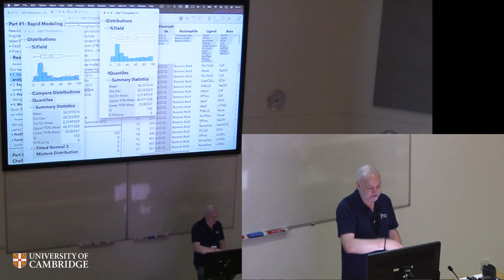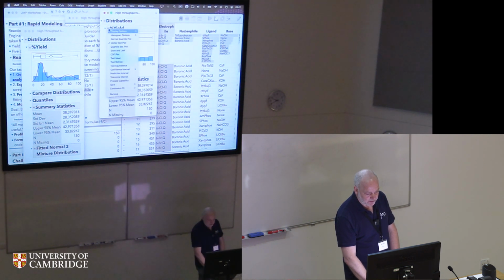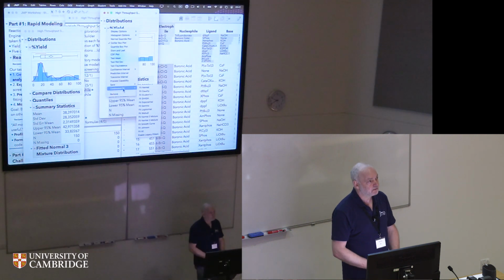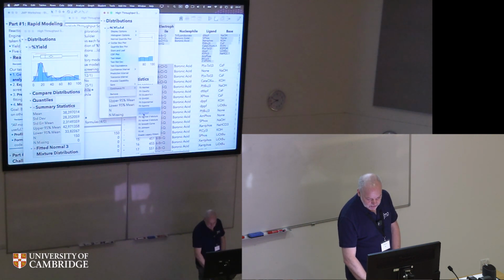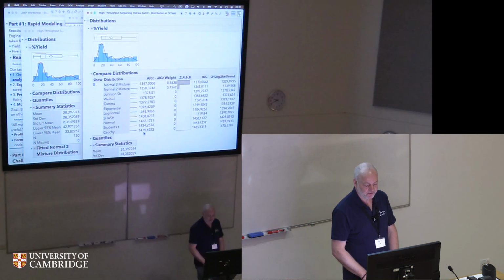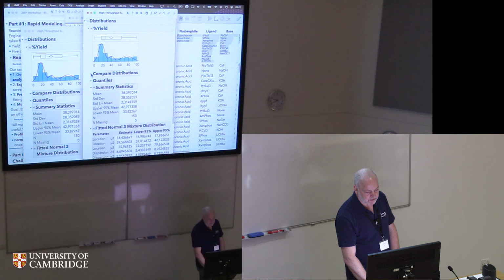I could also remove this section, but I just collapse it for now. And then the last step is on the red triangle, under continuous fit. I fit all the distributions to see what is the best distribution fitting the yield data. And the winner is a normal 3 mixture. And this distribution is also added as a curve. I can also switch the distributions, look at others, but this seems to be the best in this case.